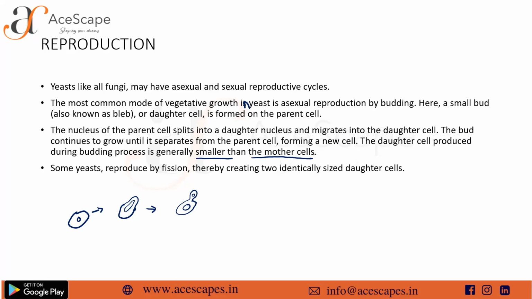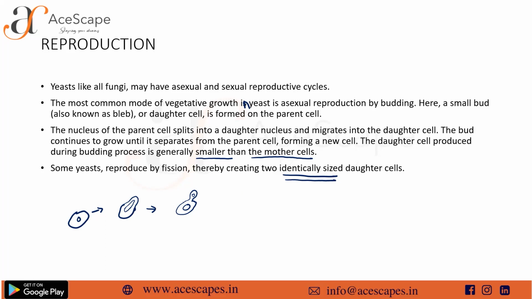Now, some yeast reproduce by fission, creating two identical-sized daughter cells. This is a difference. During fission, which we discussed earlier, the two daughter cells have identical size. They have everything equal. But it won't be so in budding. In budding, the size of the daughter cell will be smaller than that of the parent cell.